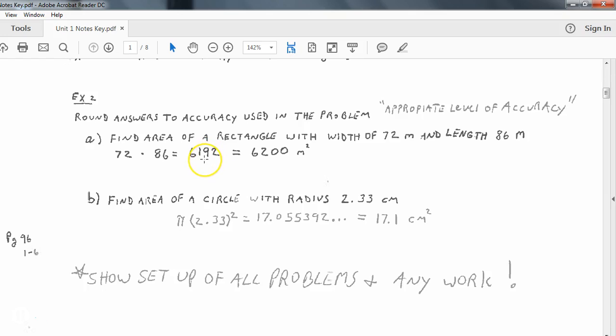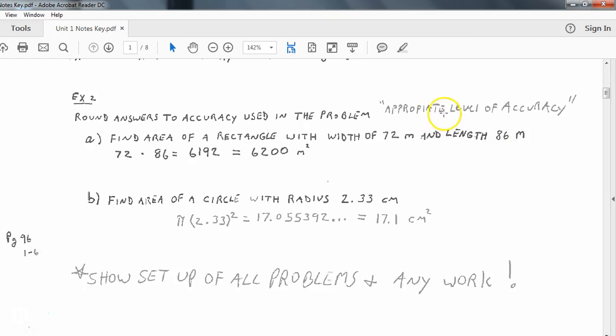This would be exact. If I just did 72 times 86, this is the exact value that I would see for the area of this rectangle. And so on a test, if the directions just say exact or 3 sig figs, this would be an accepted answer. So this is the exact form. If you wanted to round this to 3 sig figs, then we would write this as 6190, and that would count as 3 sig figs. And remember, those are always your standard way of writing your answer unless the directions say otherwise.